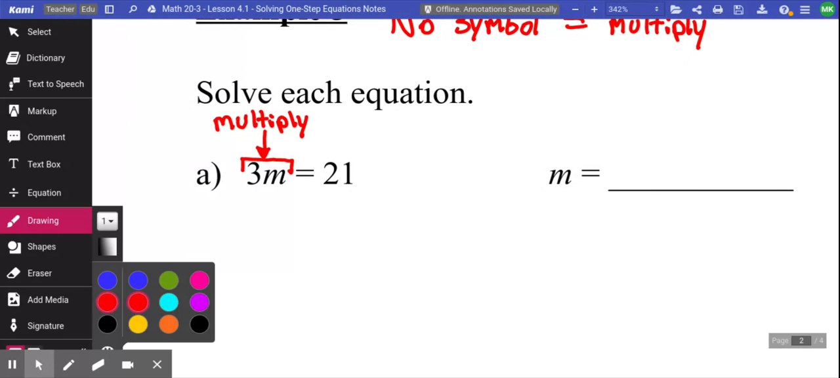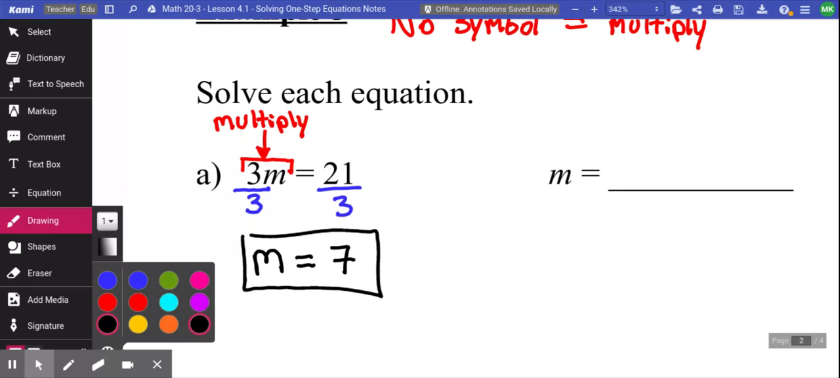To solve for m, we have to move that 3 to the other side. The opposite of multiply is divide by 3. And that's how we show divide, with like a little fraction symbol. And if you do that to one side, you do it to the other side. So that you get m equals 21 divided by 3, which is 7. So we're still doing opposite operations. It's just now we're doing the opposite of multiplication and the opposite of division.